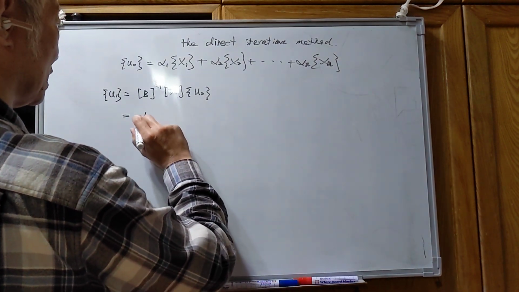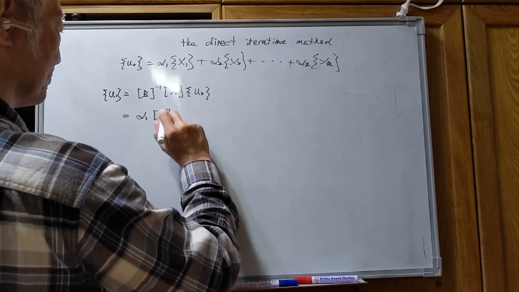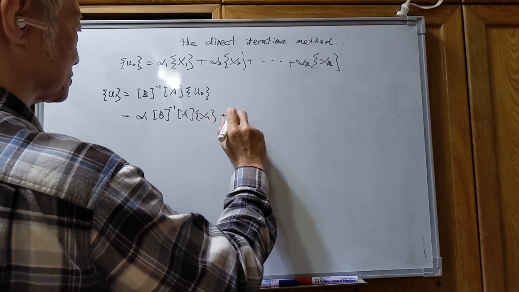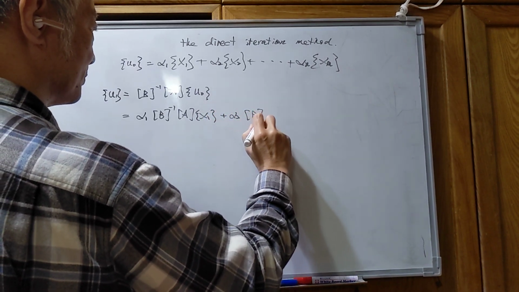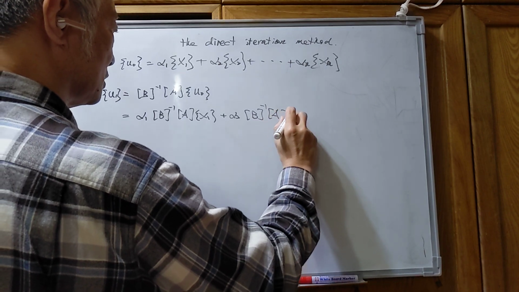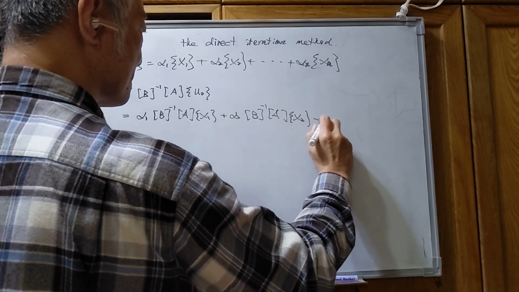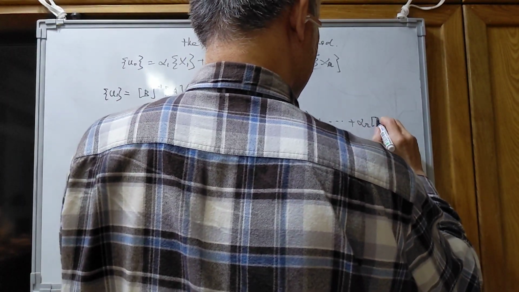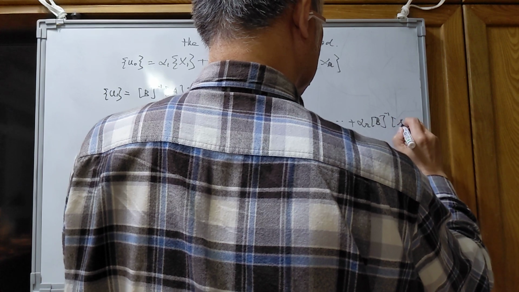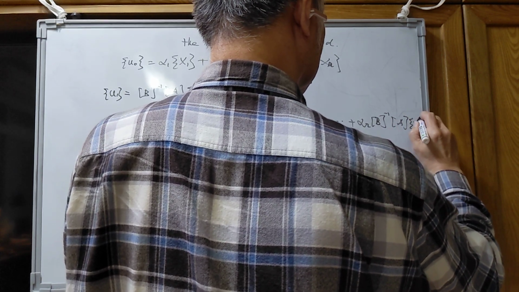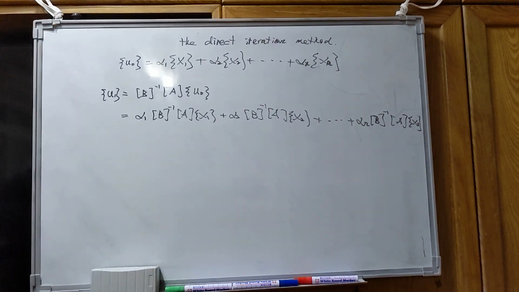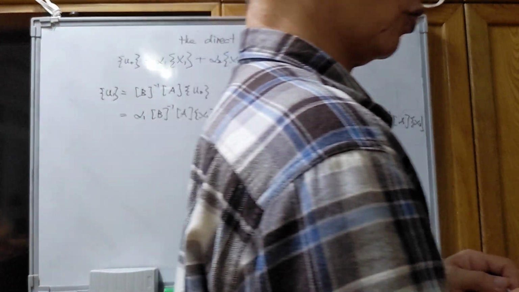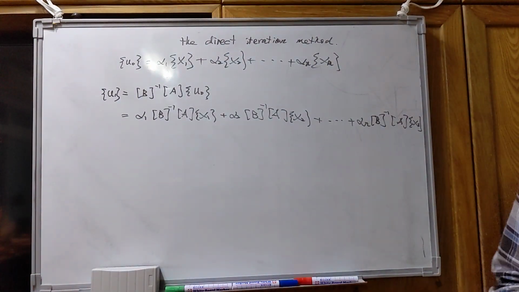So it will be alpha 1 B inverse A x1 plus alpha 2 B inverse A x2 plus alpha n B inverse A xn. Okay, so we can get the formula for u1.